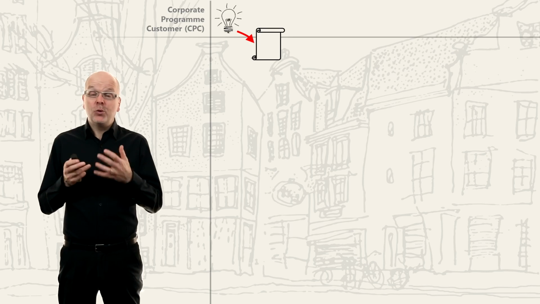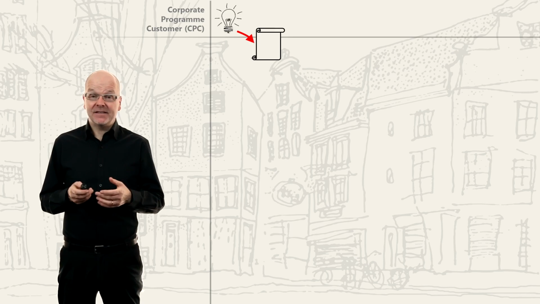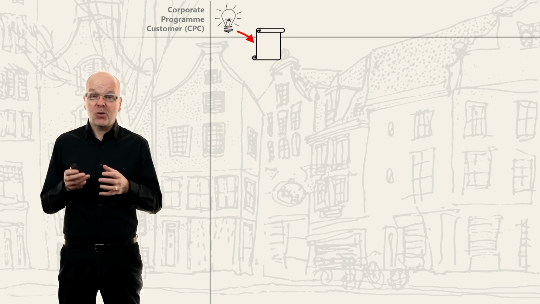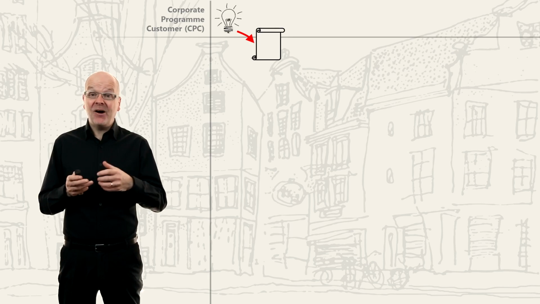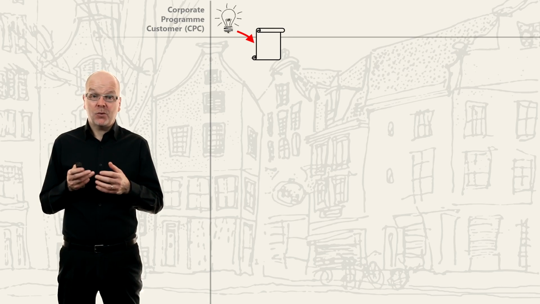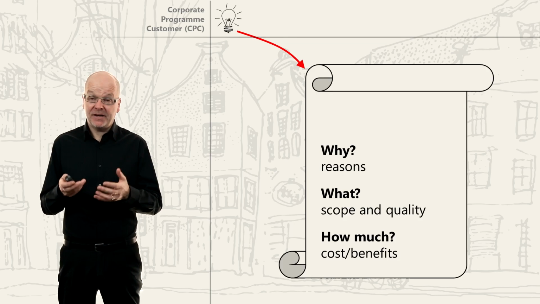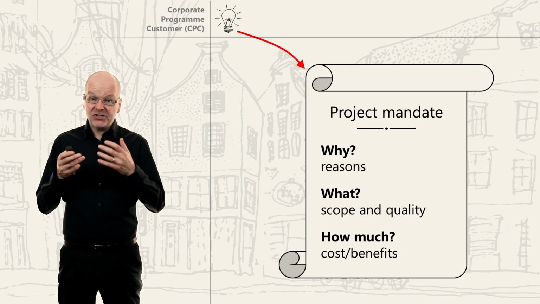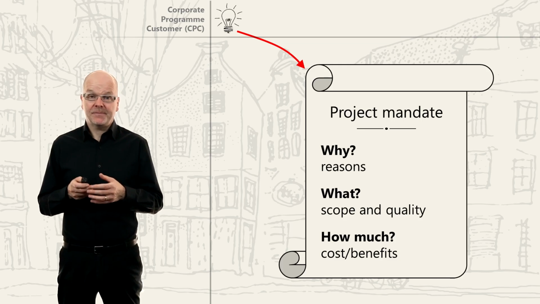So what information would you expect to find in this idea document? Well, we need to know the reasons for the idea. So what problems does it solve? And how exactly is it going to help? So do we have an idea of the scope and the quality expectations? And what are the expected costs, benefits? PRINCE2 calls this idea document the project mandate. And mandate is a nice word to use, as a mandate is an official order or commission to do something.